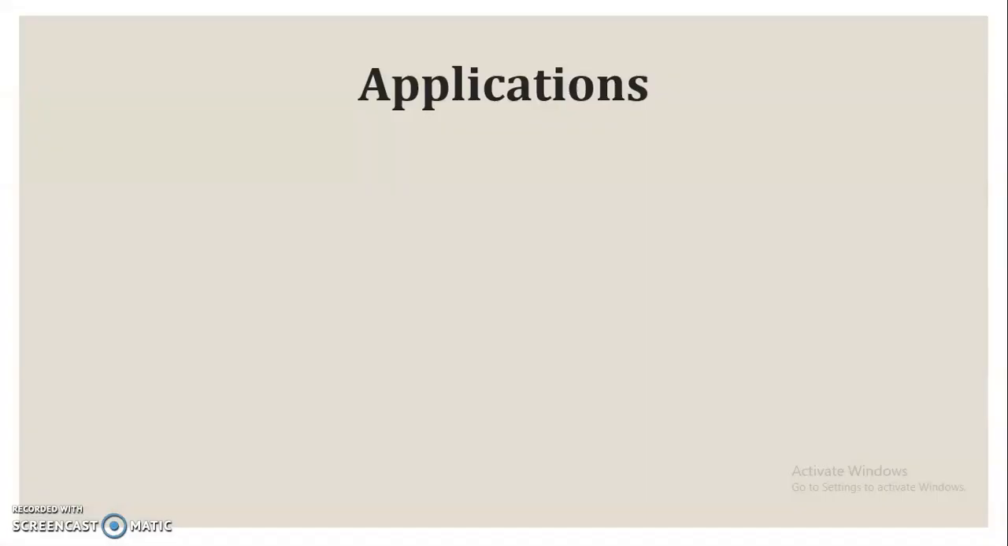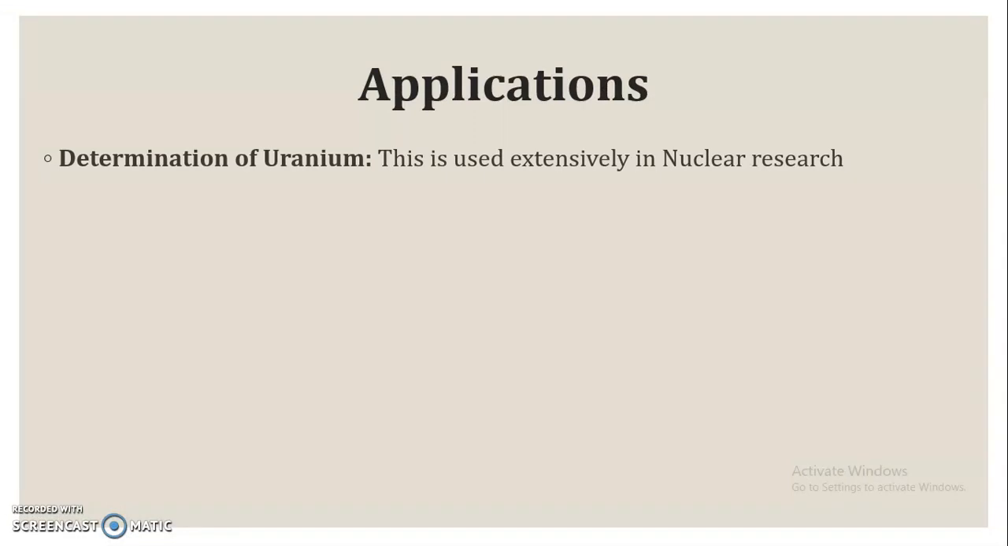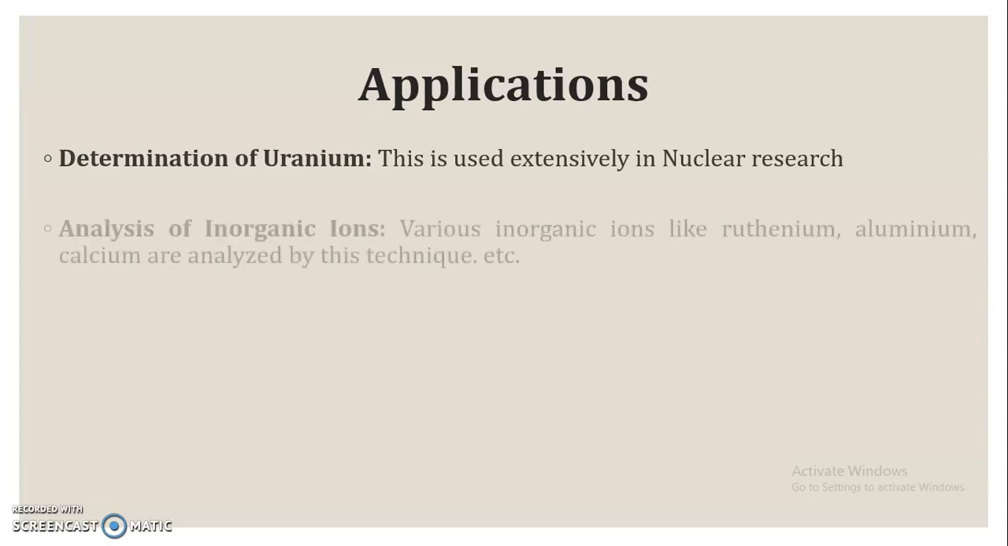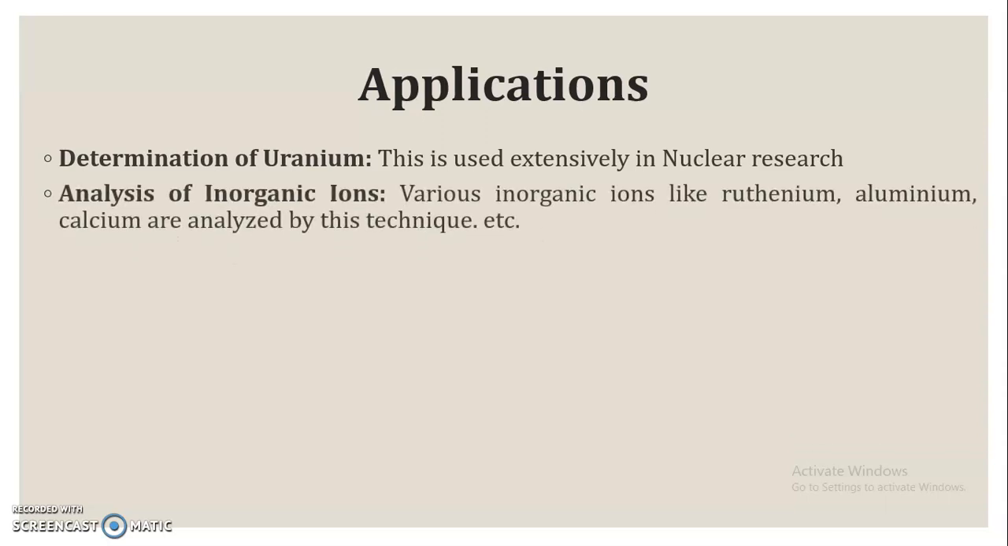After this, we will see what the applications of this particular fluorimetry are. One of the most prominent applications of the fluorimeter is the determination of uranium. This is generally used in nuclear research for the purpose of determination of uranium. Then it is also used for the analysis of inorganic ions.